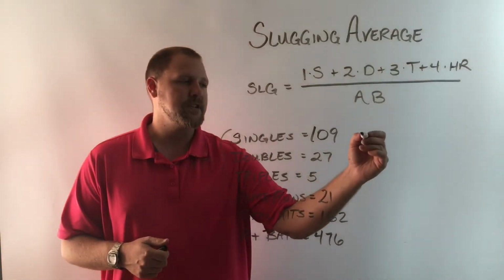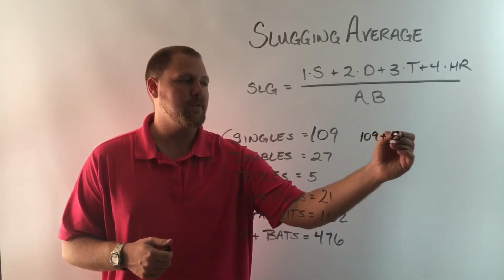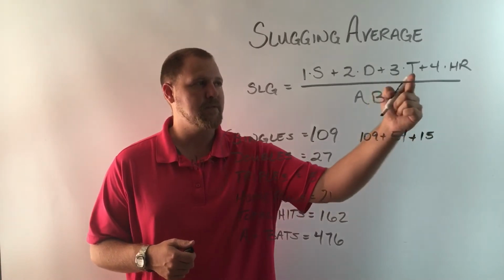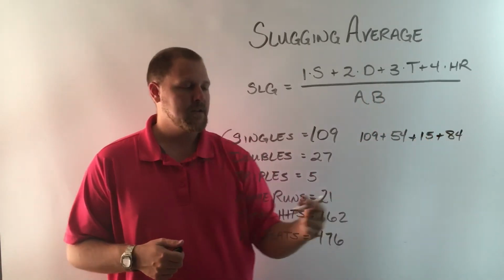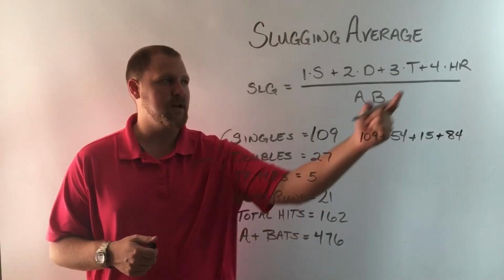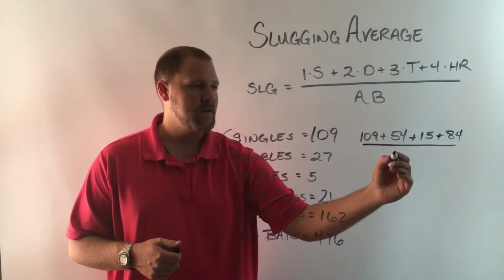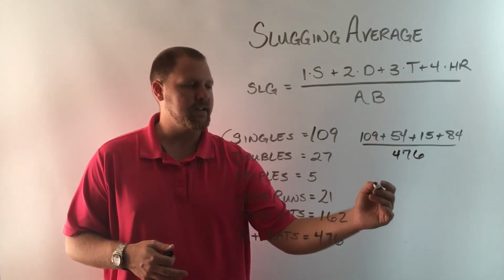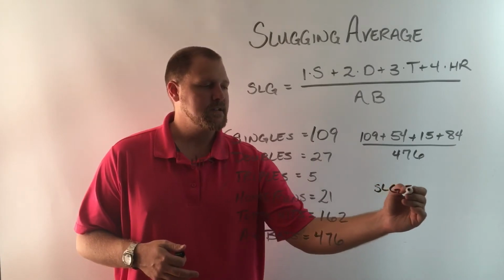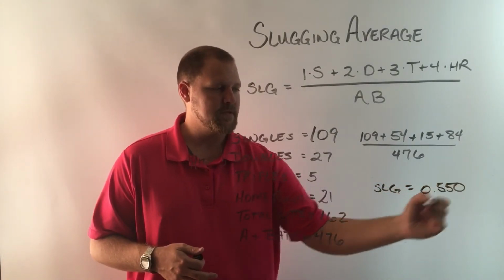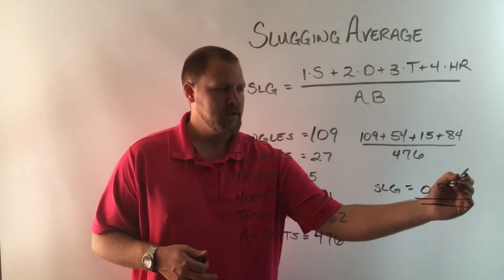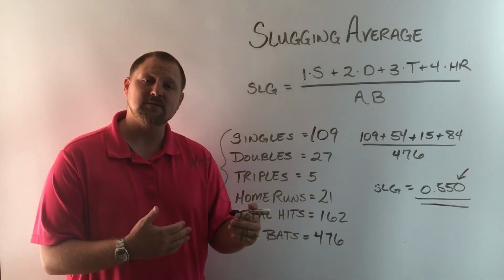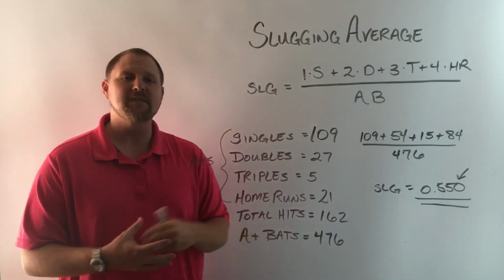And so here we have 109 plus 54, that's 2 times 27, plus 15, that's 3 times 5, plus 84, that is 21 home runs times the weight of 4, all divided by 476 at-bats. And when you put this into your calculator and calculate everything out, your slugging average is going to be 0.550. Now this 0 seems to be insignificant. However, in baseball, statistics go 3 decimals. And so we keep all 3 decimals even if that last one is a 0.